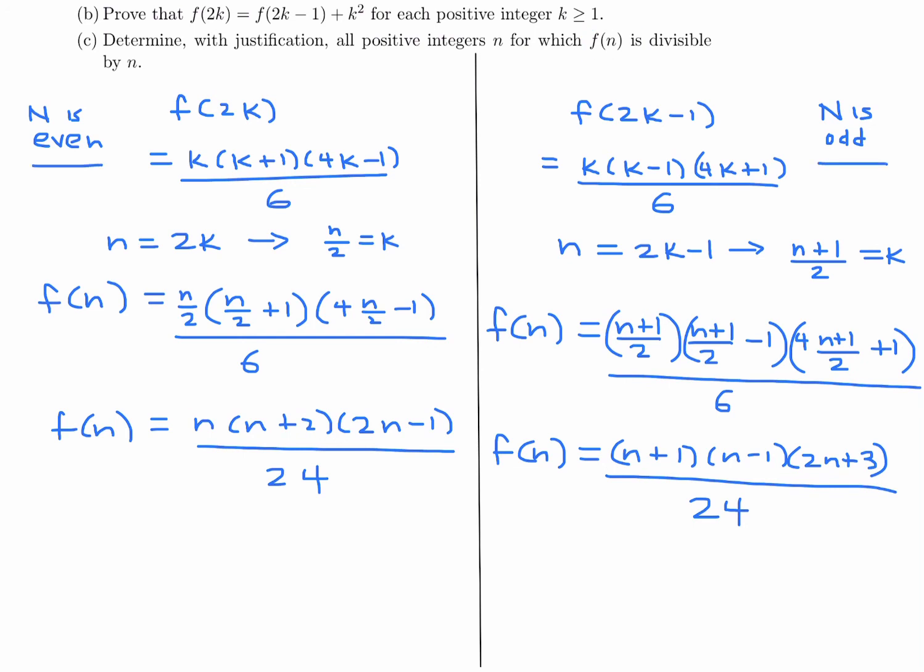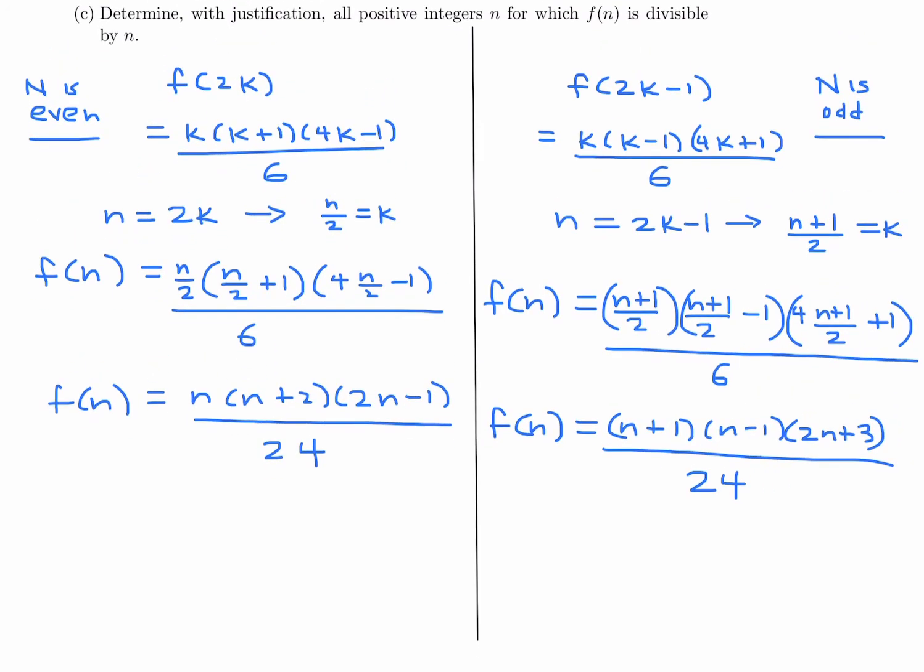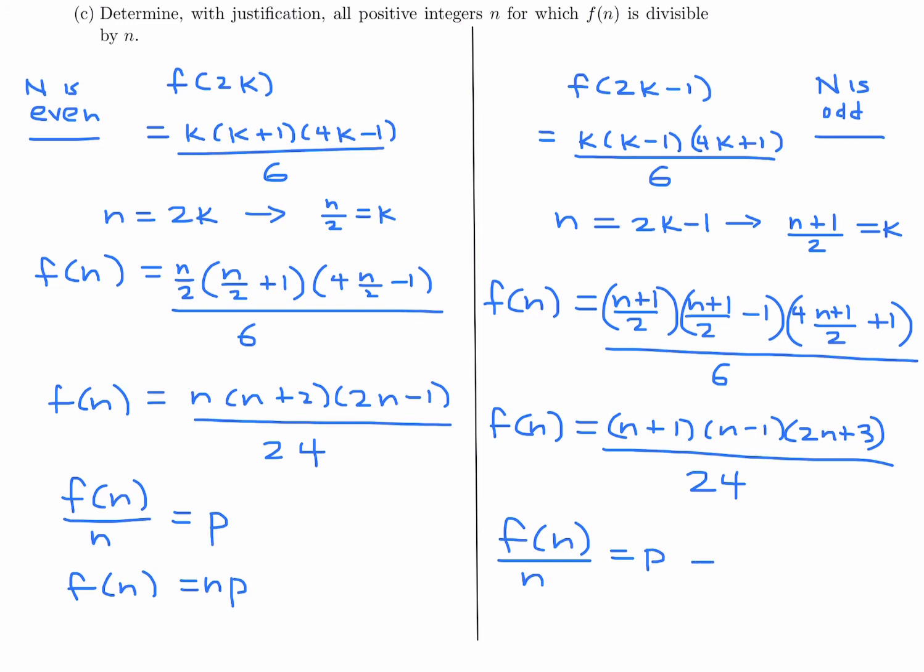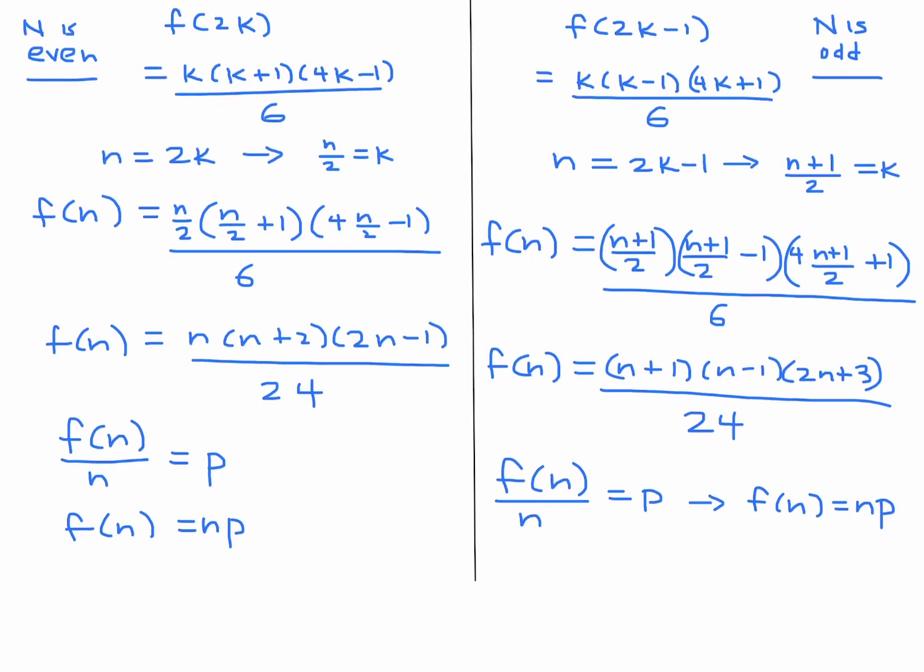We have to figure out all the values of n for which f at n is divisible by n. So what does that mean? Well, let's just start with this one. If f at n is divisible by n, it means that it gives some integer value. So for example, some integer, whatever you want to call it, p, let's say. So that means f at n is equal to np. And the same story here. f at n divided by n is going to be some integer, and therefore f at n is equal to np. So using that fact, we can try to figure out values for n.